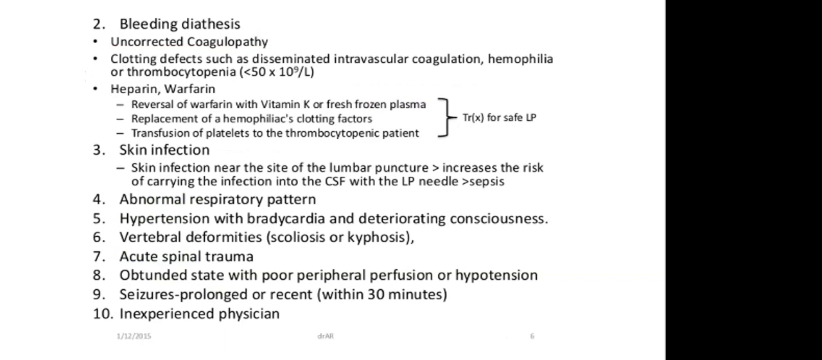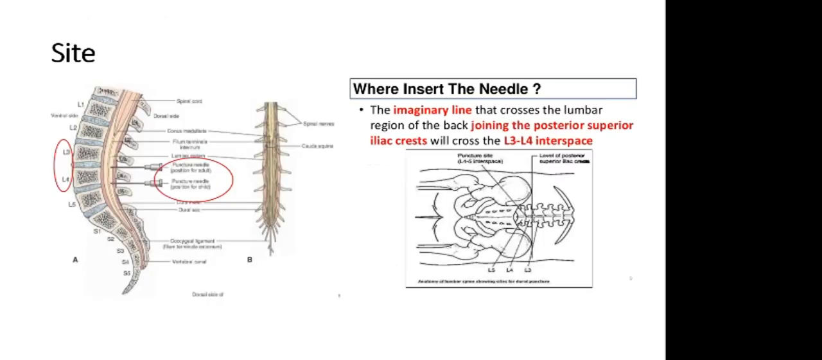Okay, so next. So firstly, increased ICP. So secondly, is the bleeding tendency or bleeding diathesis. So you can read uncorrected coagulopathy, clotting defect or if the patient is on medication, on heparin or warfarin. So you must avoid this patient. So others is skin infection, abnormal respiratory pattern, hypertension with bradycardia, acute spinal trauma, seizure, recent seizure within 30 minutes, and also inexperienced physician. Okay, next. So these are the contraindication. So basically the contraindication is bleeding tendency, infection, increased ICP. So we must avoid in this patient.